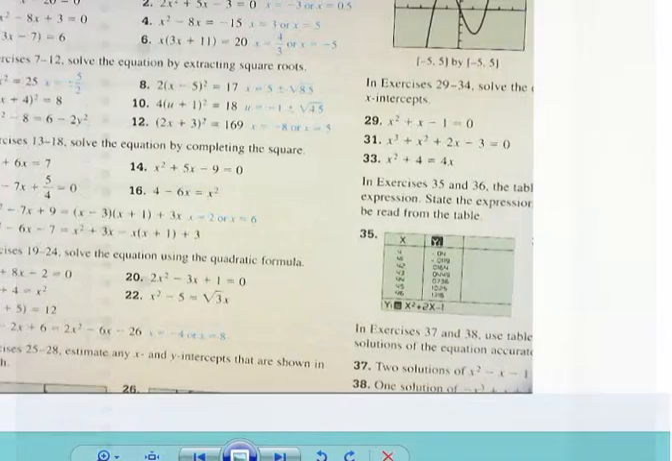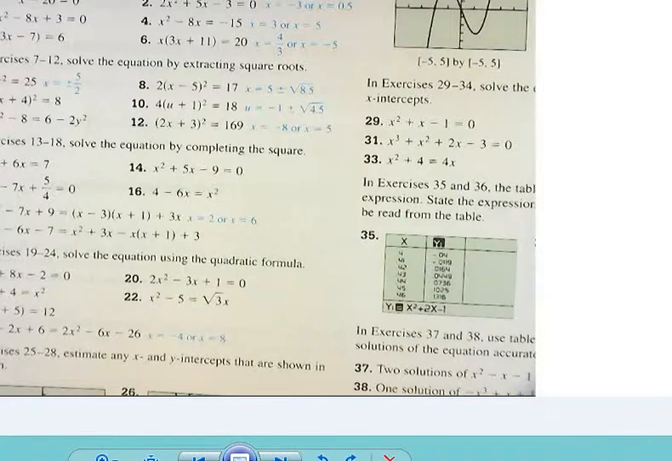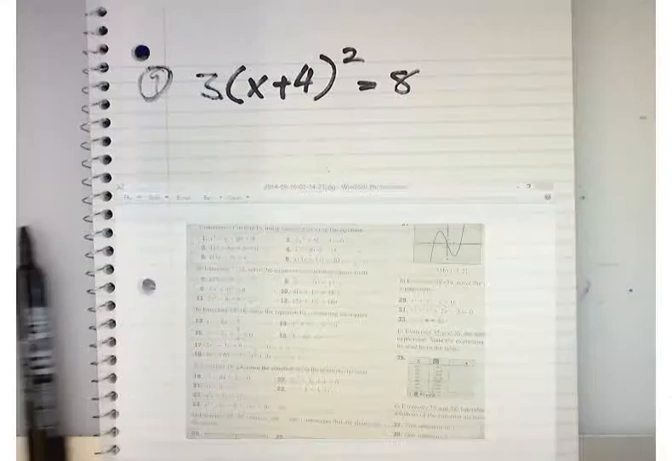Alright, so let's do problem number 9. Somebody had a question on problem number 9. Problem number 9 says solve the equation by extracting the square roots. And so problem number 9 is 3 times the quantity x plus 4 squared is equal to 8. So that's what we're looking at here.